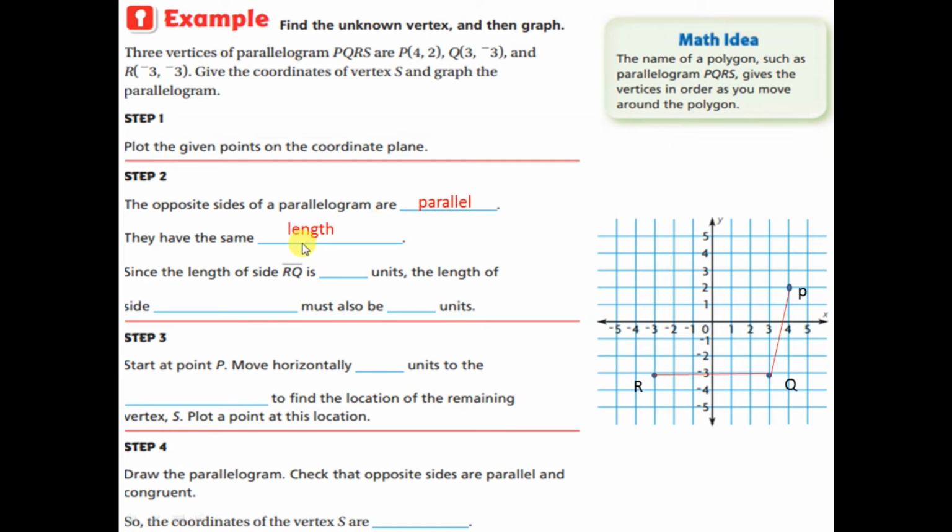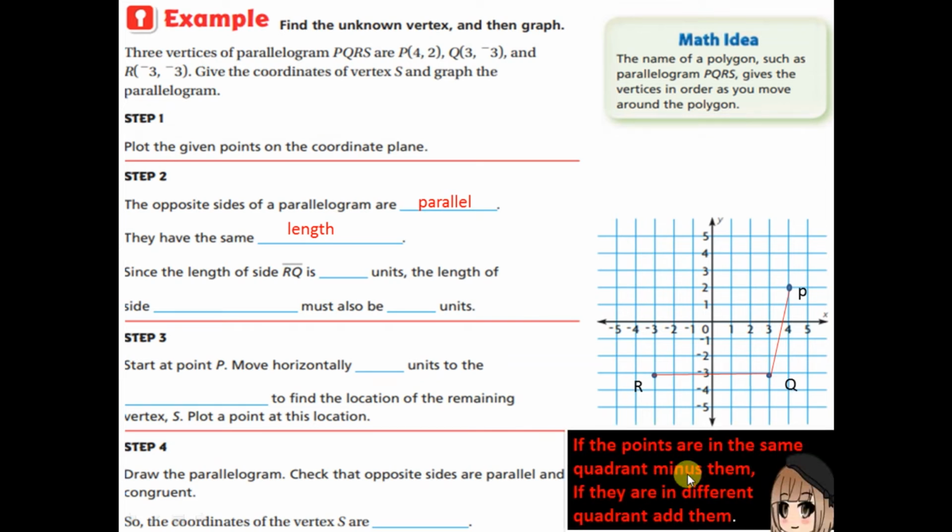So the most important information here: the opposite sides of a parallelogram are parallel and equal, have the same length. Since the length of side RQ is known, how is it known? Go to our rule again. If I have 2 points in the same quadrant, we subtract them. Are the points of the side RQ, whose length I want to find, in the same quadrant? No. So I will go to the second rule. If they are in different quadrants, we add them. Okay, so let's add them.